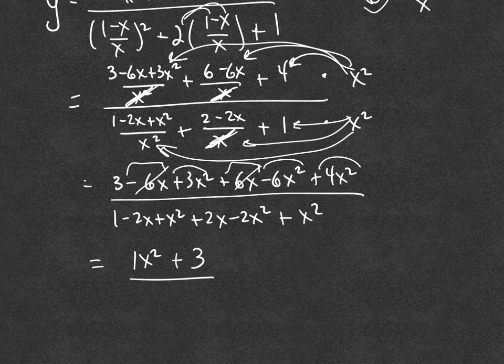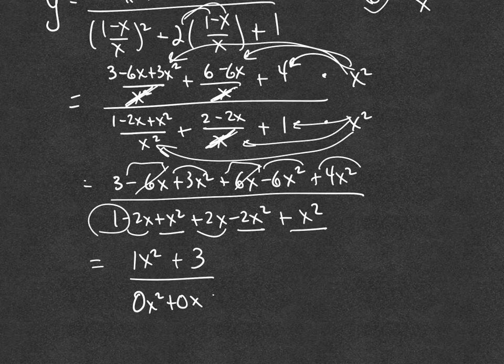All right? Downstairs, I've got some x squareds. Positive x squared minus 2x squared plus x squared is 0x squared. I also have negative 2x plus 2x, which would be 0x. And then I also have a plus 1. And of course, these two fellows just zero each other out. So I end up with x squared plus 3 divided by 1, which is x squared plus 3.